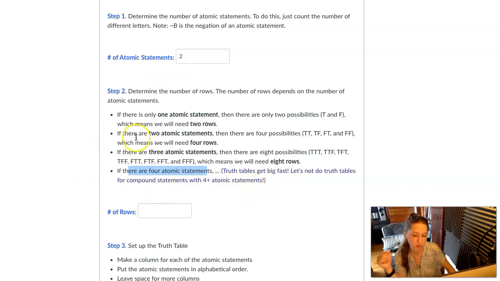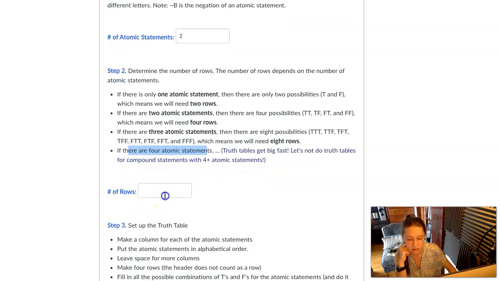We're only going to do up to 3 atomic statements. This is a potential limitation of the truth table method. How many rows will we need? 4. And you can spell out 2 or 4 and get full credit as well.